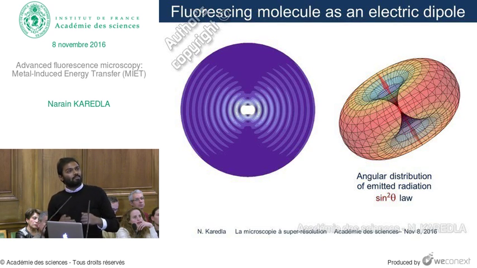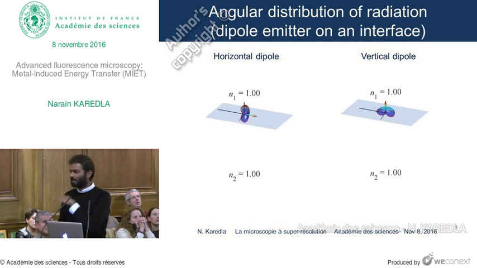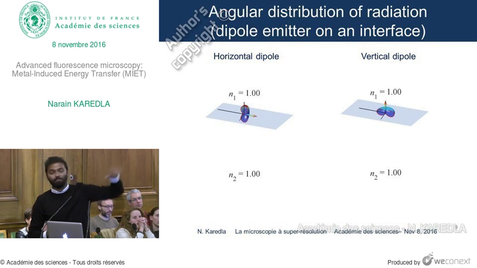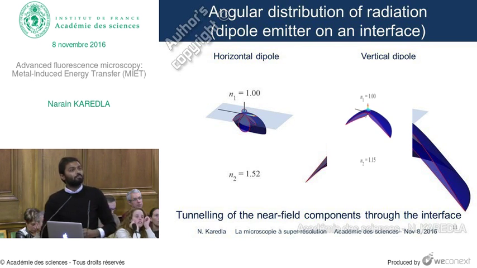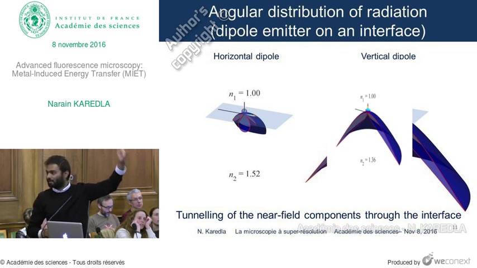Now this is the situation when you have a molecule in free space or homogeneous solution. Let us look at what happens when you put it on top of a glass surface or interface. Here I show two orientations, horizontal and vertical dipole, where the arrow marks the dipole orientation. Before, the refractive index below and above is the same, and I'm cutting the toroidal section just for visualization purposes. Now if I change the refractive index below, you will see that the angular distribution of the energy of the radiation changes dramatically.